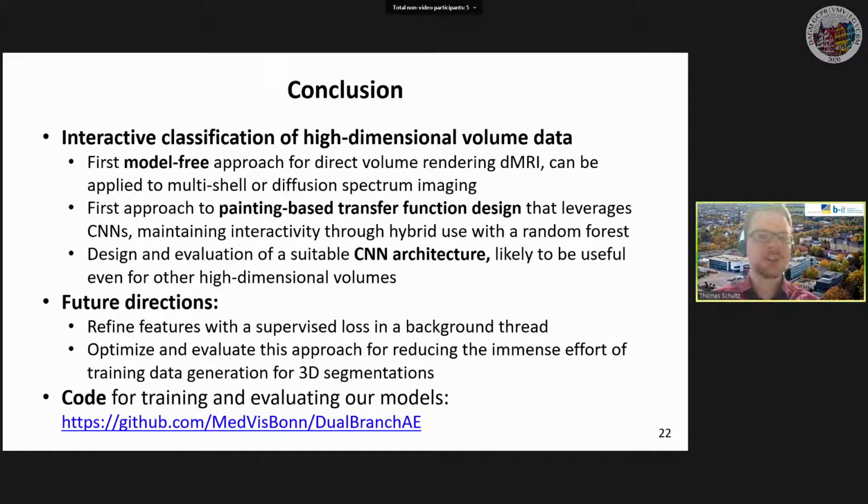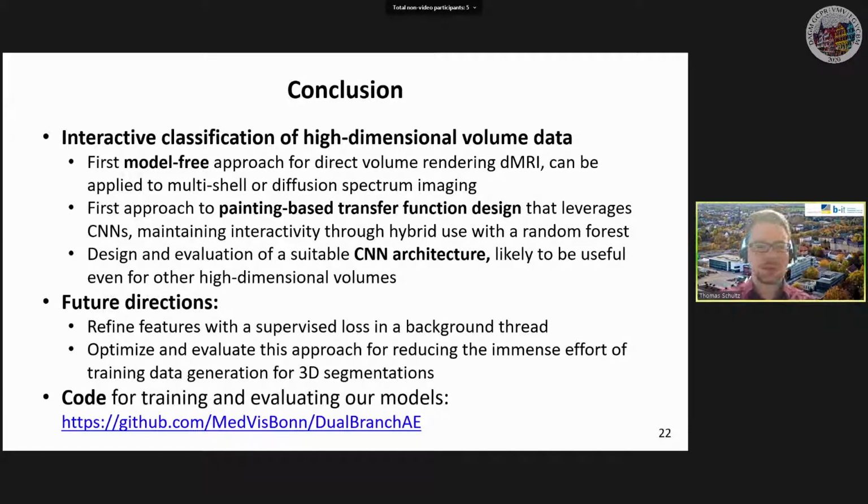Okay, so to conclude, we implemented an interactive framework for classifying high-dimensional volume data. It's model-free. Therefore, we can use it for all types of diffusion imaging, even multi-shell diffusion spectrum. It should even work if you have other types of high-dimensional volumes. There's been quite a bit of work on painting-based transfer function design. So ours, to my knowledge, is the first that makes use of CNNs, and we use this hybrid architecture to make sure that it still remains interactive, because training CNNs is costly. And we evaluated this CNN architecture in quite some detail.